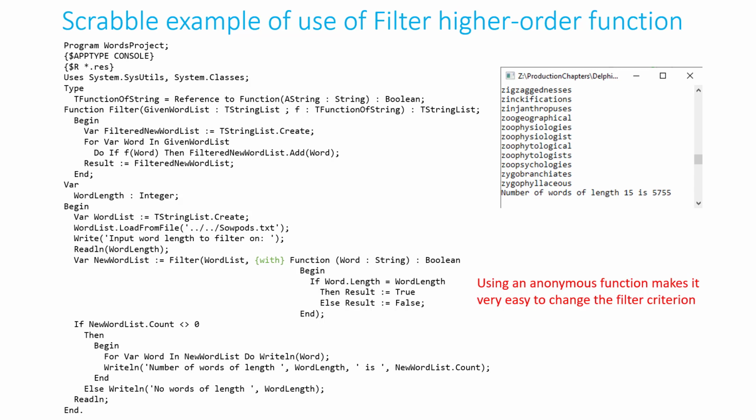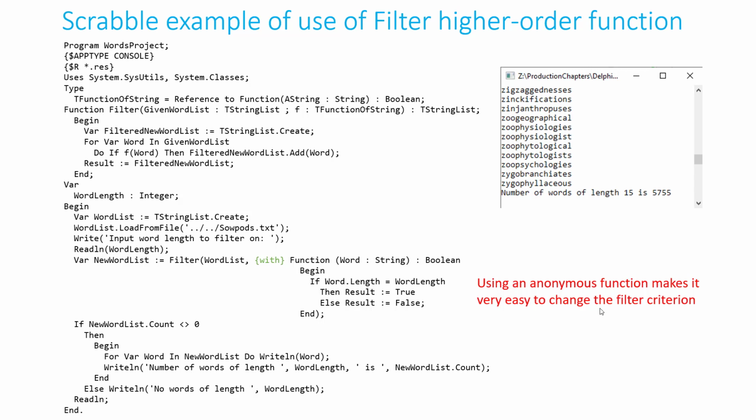So let's have a look at this anonymous function. It takes a word and it tests the length of this word against the word length supplied by the user, and it returns true if it matches or false if it doesn't. And we're filtering the word list which we've loaded from this file sowpods.txt. So using an anonymous function makes it very easy to change the filter criterion.